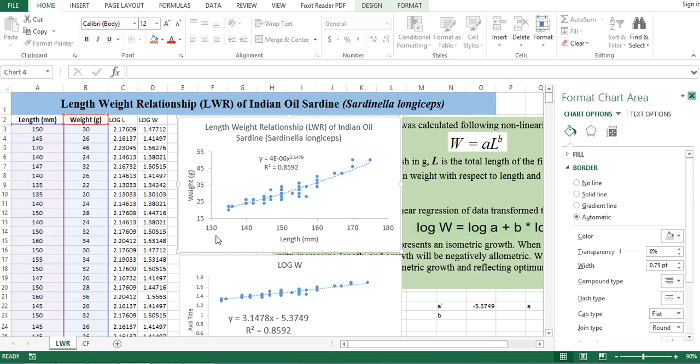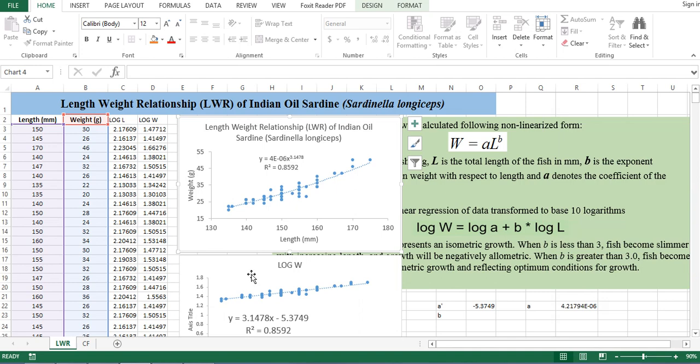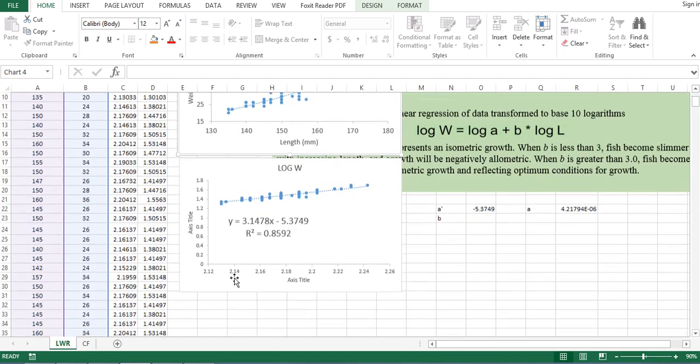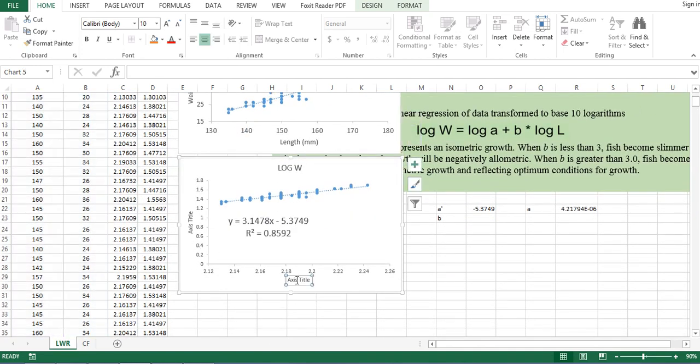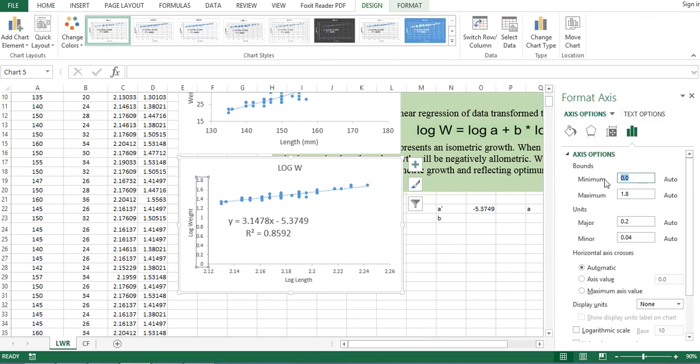So in the same way you can make this graph also. You can modify this thing. Okay, so here the axis title will be log length, and here the Y will be log weight. You just make this into 1.2. Yeah, now it looks good.